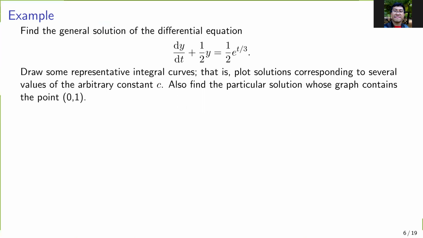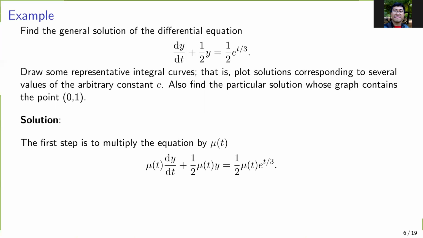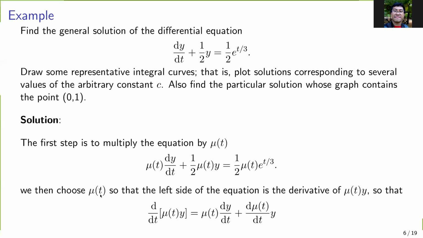Let's try an example. Given this differential equation, we draw some representative integral curves, that is, the plot of solutions for different constant c. Also find the particular solution whose graph contains the point t equals 0, y equals 1. Our first step is to multiply the equation by the integrating factor mu(t). Then we choose mu(t) so that the left side can be written as the derivative of mu(t) times y. Expanding, we get mu(t) dy/dt plus dmu/dt times y.